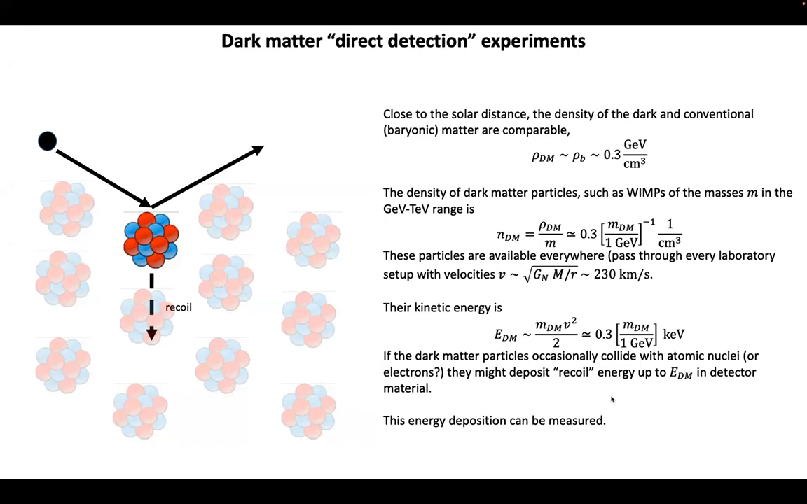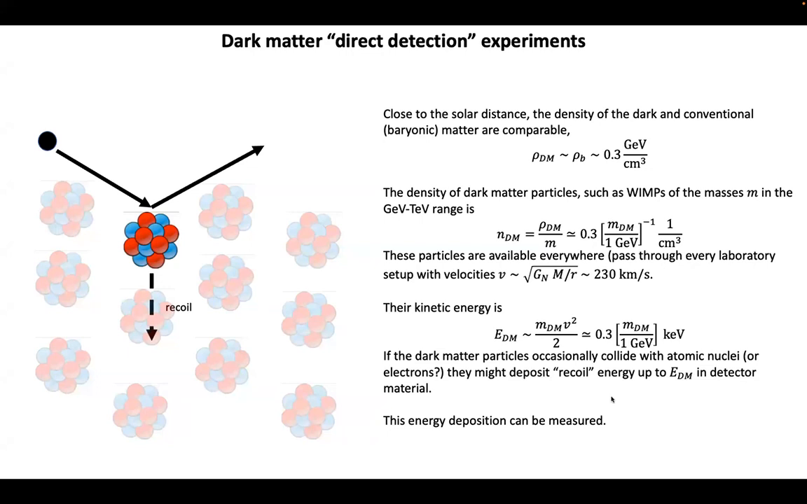So for us, these muons or electrons or whatever are background, right? So we need a low background environment. We go into the rock, right? Then our goal is to detect these kilo electron volt kicks.